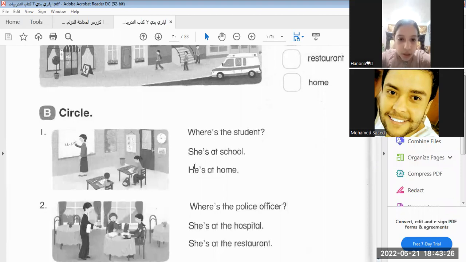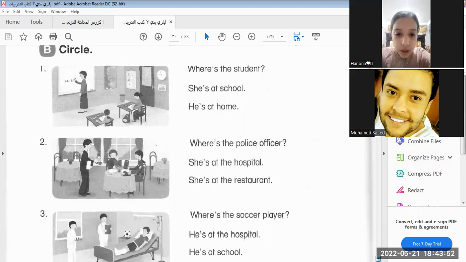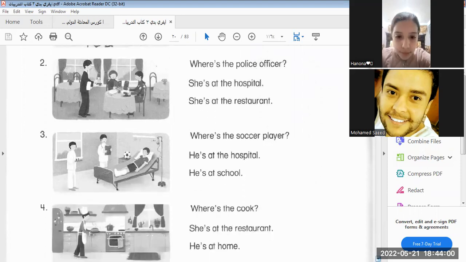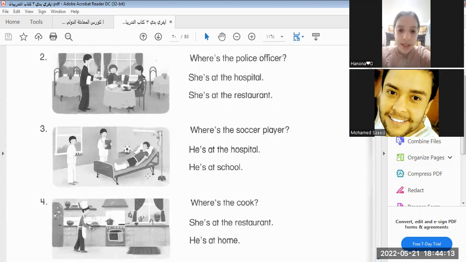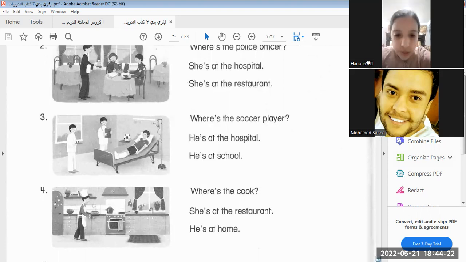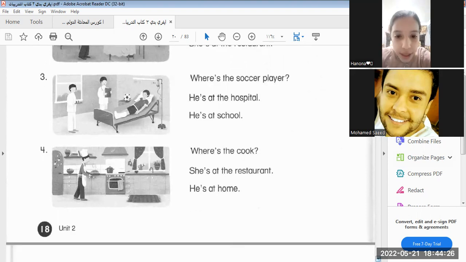Where is the student? Choose from: she is at school, he is at home. Hannah, don't close your phone. Read and choose. Where is the student? She is at school. Number two, where is the police officer? She is at the hospital. Number three, where is the soccer player? He is at home. Number four. Where is the cook? He is at the restaurant.